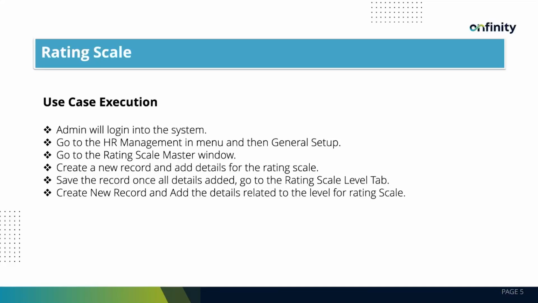For the use case execution steps, you will log into the system as an admin. From the menu, navigate to the HR Management folder. Within HR Management, select General Setup, then open the Rating Scale Master window. Create a new record and enter the necessary details for the rating scale. After entering all rating scale details, save the record. Next, go to the Rating Scale Level tab. Create a new record for each rating level and provide the corresponding details.